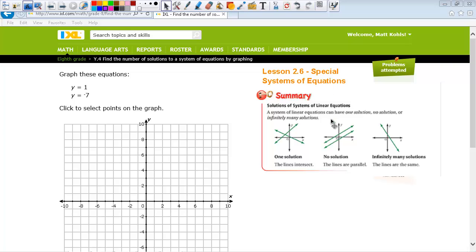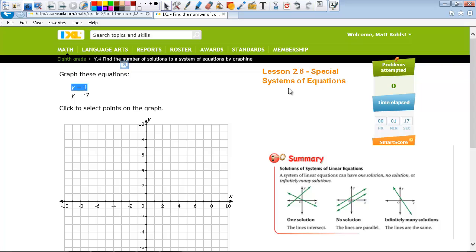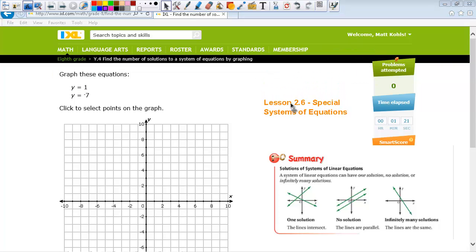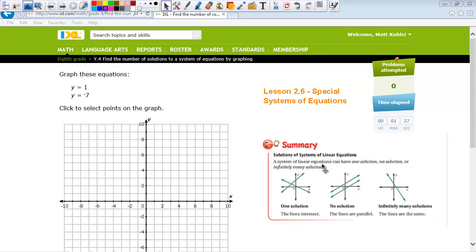Good morning, everyone. I don't think I've ever done this before, but this morning I'm teaching you from a golf course through the wonders of technology. And today we are learning lesson 2.6, which is about special systems of equations.